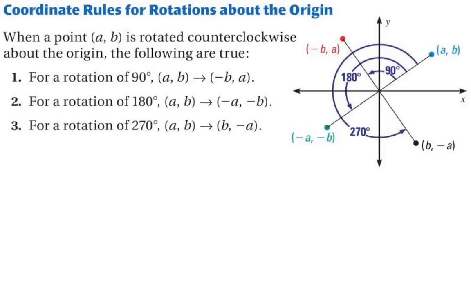Here are some coordinate rules for rotations about the origin. If your pre-image is located at (a, b), that would just be the x and y coordinates of the pre-image point. Then after a 90 degree rotation, the image is going to be located at (-b, a). What that means is, whatever the y-coordinate was for the pre-image, change the sign of it. So if it was positive, make it negative. If it was negative, make it positive. And that becomes the x-coordinate of the image.